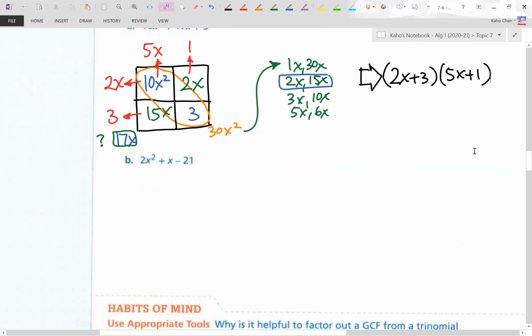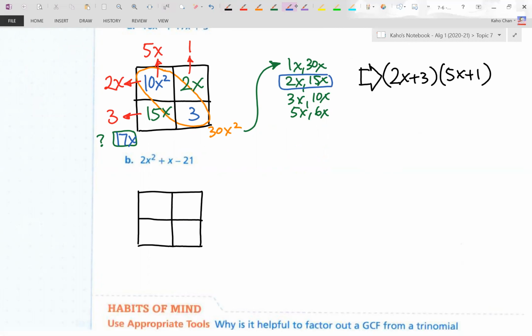All right, let's try 2B. Here we go. Draw a box. Please yell at me if you have any questions. First term, first box. Last term, last box. Middle term in the lower left-hand outside corner. I'm writing a 1x there just to show you we need a 1. Step 2, multiply the diagonal.